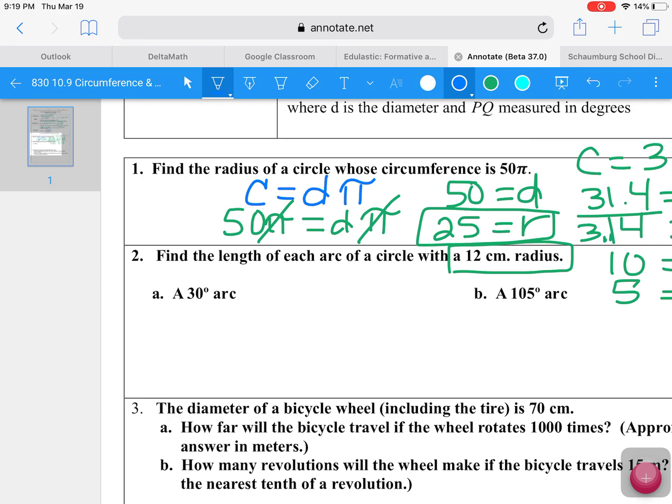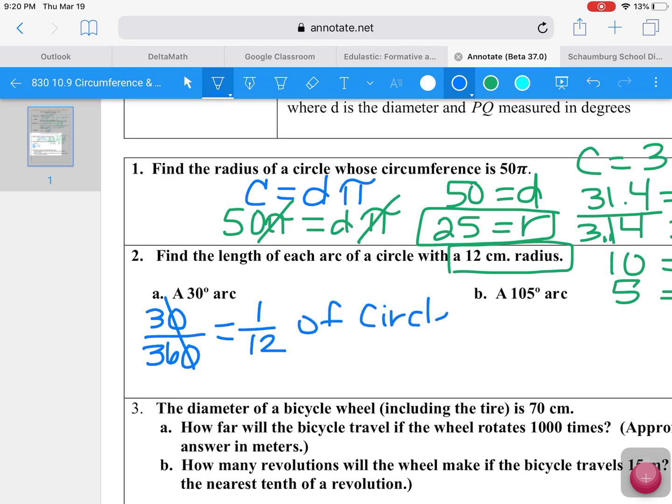Okay, so if I have a 30-degree arc, I'm going to figure out what fraction of the circle that is. So remember, I take the measure of the arc and I put it over 360 because there's 360 degrees in a circle. I'm going to go ahead and simplify this fraction. So 3 over 36 is 1/12. So a 30-degree arc is 1/12 of the circle. So if it's 1/12 of the circle, to find the length, it's going to be 1/12 of the circumference.